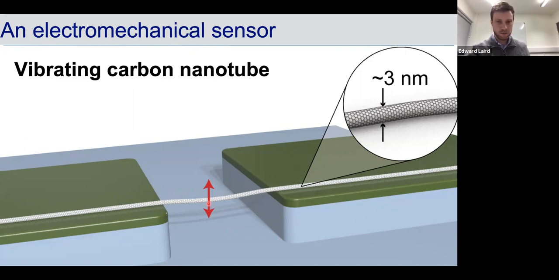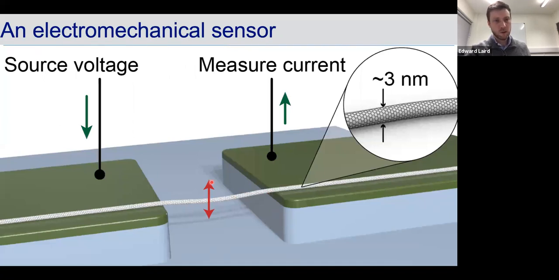And you need to be able to measure that, of course. So what you want to do is to incorporate this into an electrical circuit. These 2 green blocks here are our metal electrodes. And we can source a voltage between the 2 sides here and measure the current that flows through the nanotube. And what we hope is that when the displacement changes, the current will change too, and that's a way to measure it.